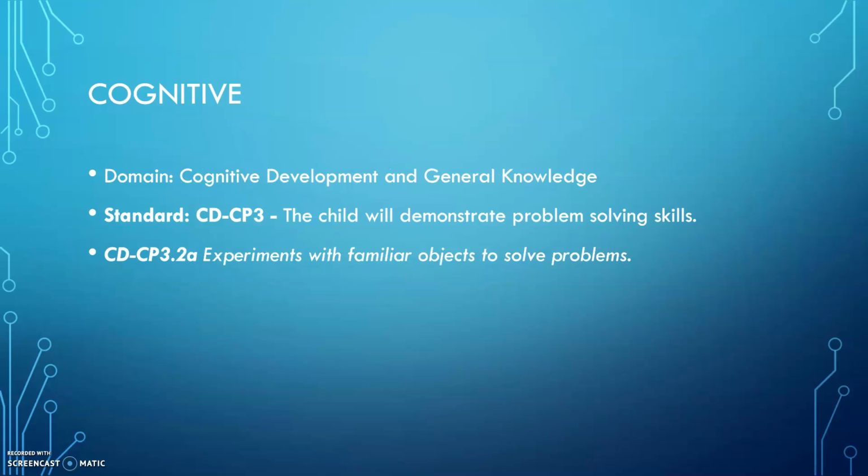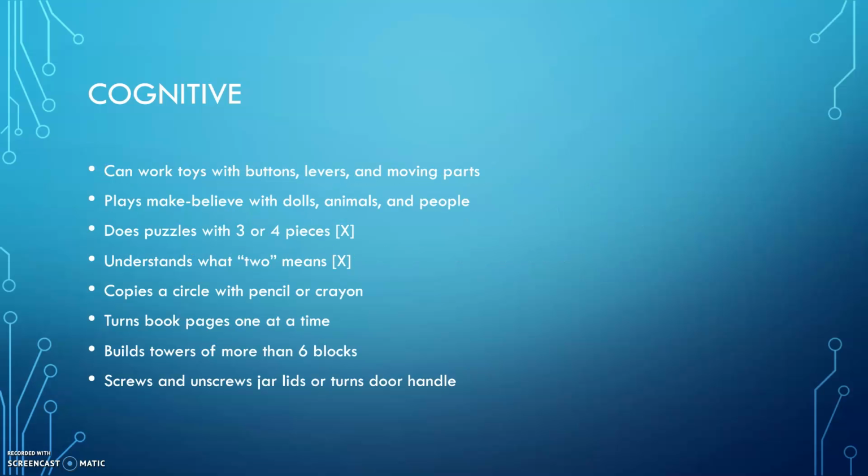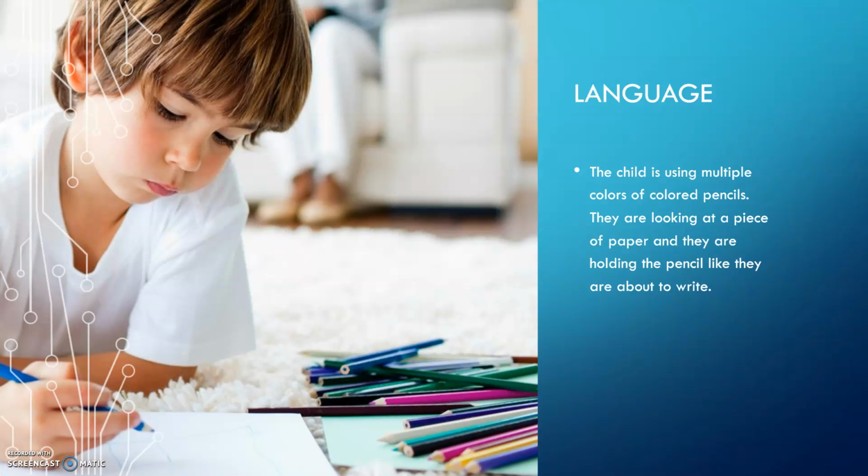Cognitive domain. Cognitive development and general knowledge. Standard. The child will demonstrate problem-solving skills. Indicator. Experiments with familiar objects to solve problems. Here I have included the developmental checklist once again for cognitive.